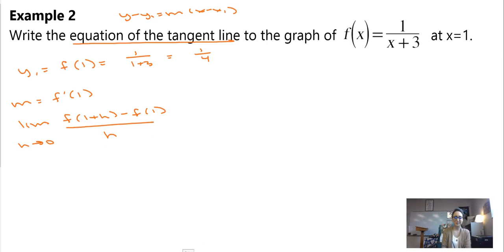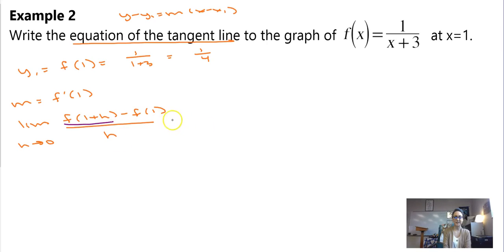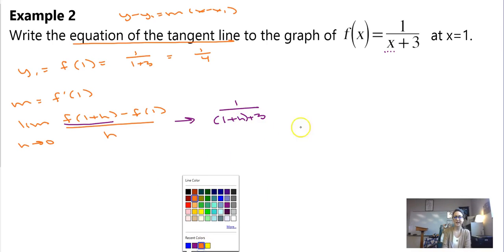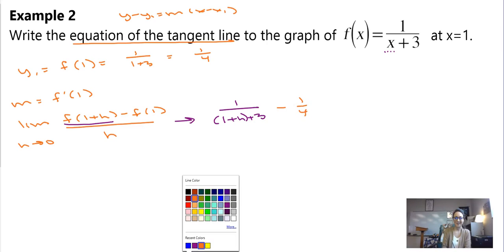So taking that generic formula but replacing x with 1. All right, so let's go step by step here. So let's find f of 1 plus h first. So I'm going to do arrows so I can drop that limit notation at the front. So f of 1 plus h. Well, anywhere I see an x, I need to replace it with quantity 1 plus h. So I'll have 1 over 1 plus h plus 3, right? We'll do parentheses here for now. And then minus f of 1. Well, we said earlier, f of 1 was going to be 1/4, right? And then we'll have all over h.